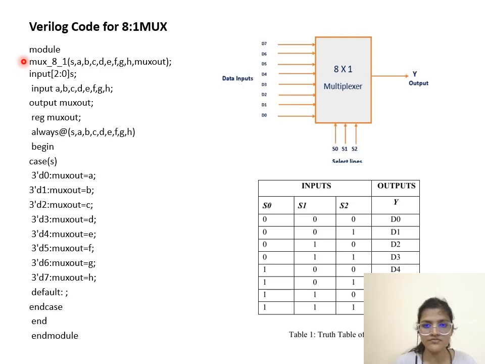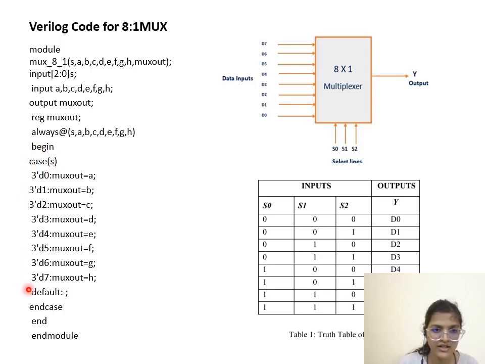The module name is mux_8_1, in which we have taken S as the 3-bit binary selection line, and these are the inputs, and mux out is the output. It is set to reg because it will be executed under the always block. The always block gets triggered whenever the inputs change.